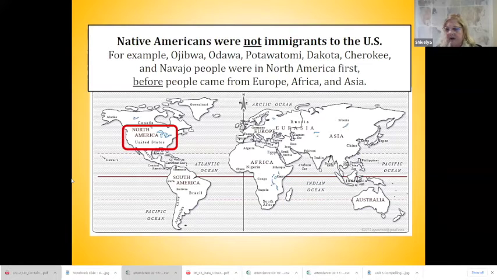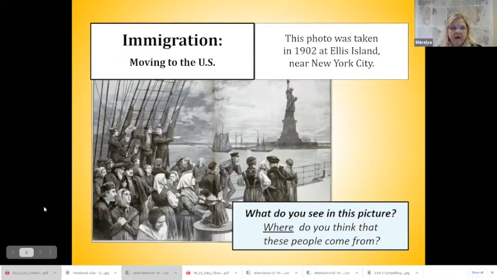We spent a lot of time in the previous lesson about products, goods, and services moving all over the place, all over the world. And so now we'll take a look at people and how they've moved and what they've done in order to make that happen. So again, here we go.